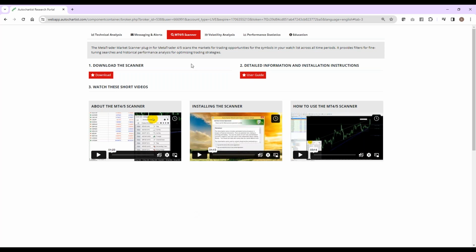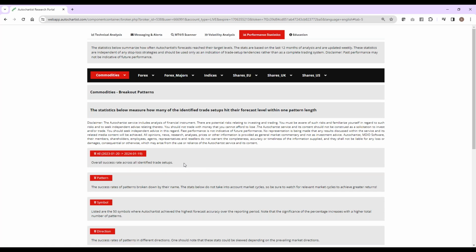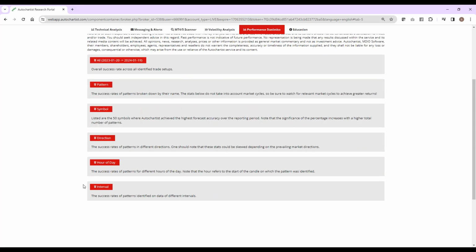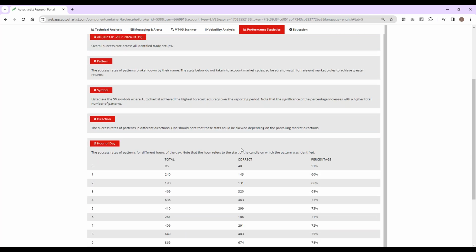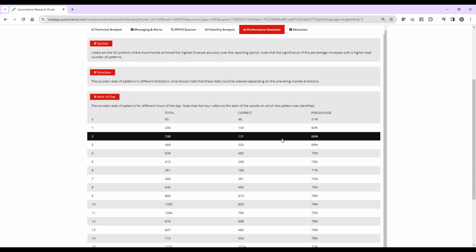How to use the scanner, how to install the scanner, how to check the performance stats. What is the performance stats? Which kind of technical analysis is the most successful so far? Is it the breakout patterns in commodities? This is also which time of the hour we have the most correct signals. What's the majority of correct? So we can see that.